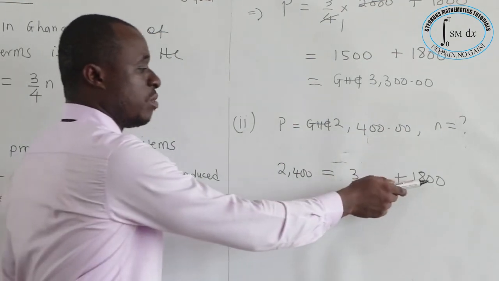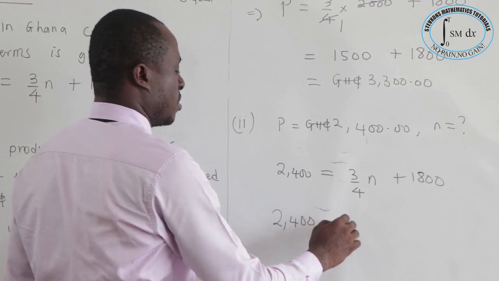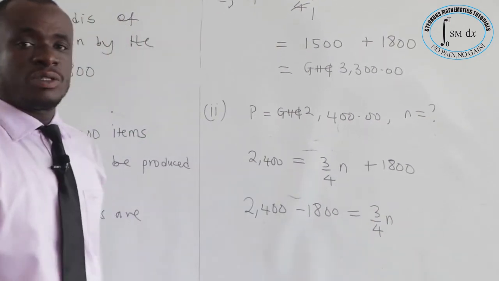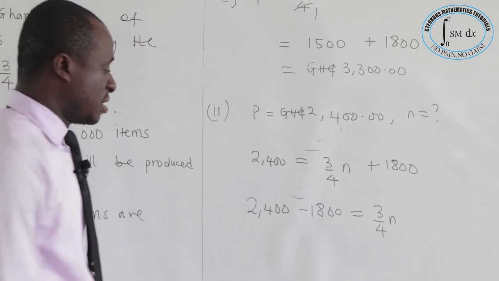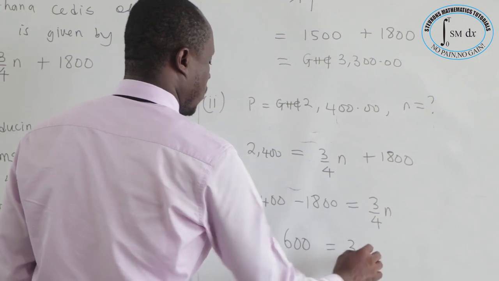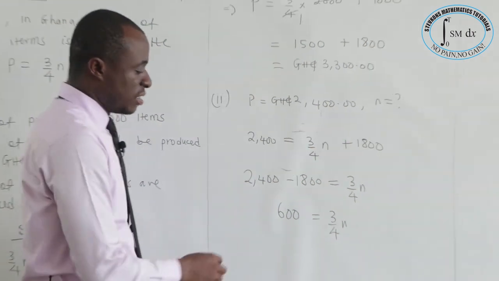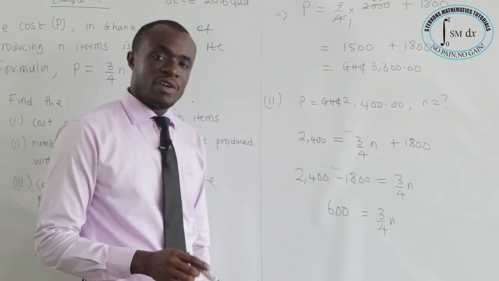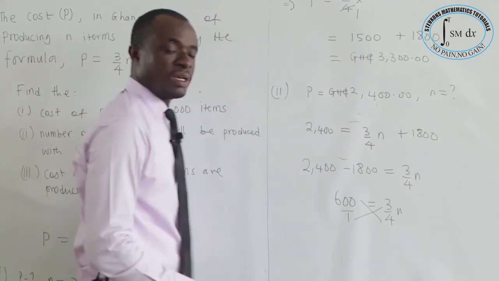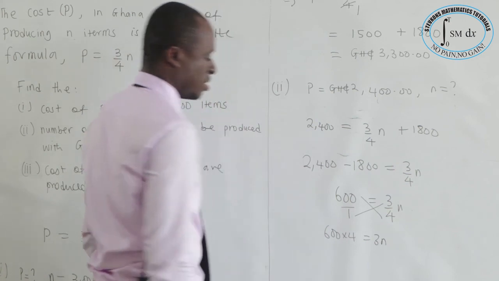What should I do? Group like terms, this and this. So I have 2,400 minus 1,800 equal to 3 over 4N. Now what is 2,400 minus 1,800? This will give us 600 equal to 3 over 4N. Now, this equation is of the form A over B equal to C over D. So this is over 1. We can cross multiply over here. So we have 600 times 4 equal to 3N.